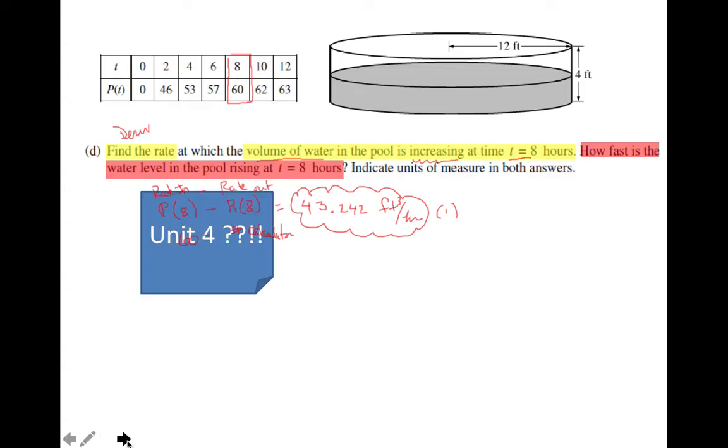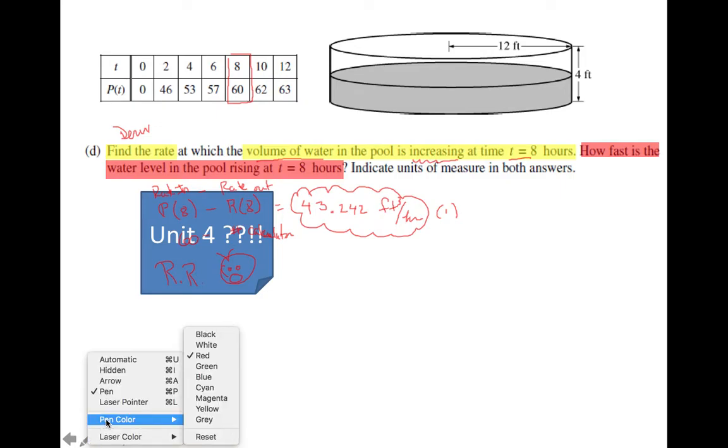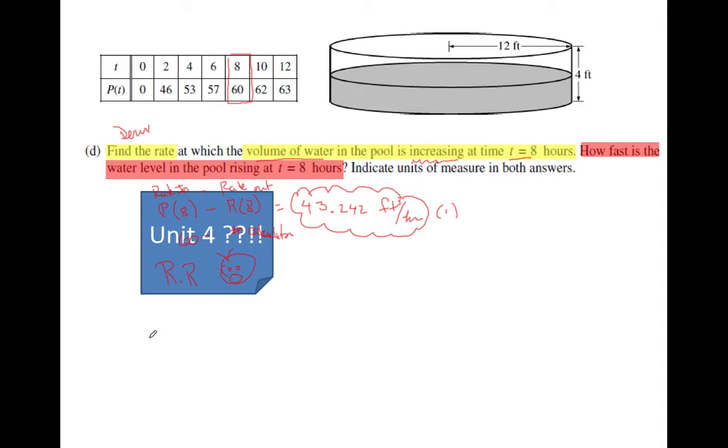Now, P of 8, wait, I don't have a function for P of 8. I can get R of 8. R of 8 is just, hopefully R is in Y1, and I'm just plugging that in, right? And I get some number. But what's P of 8? I just go to my table. 60 minus R of 8, and that's 43.242 or 241 units. This is a rate, so it's cubic feet per hour. That part was worth 1 point.